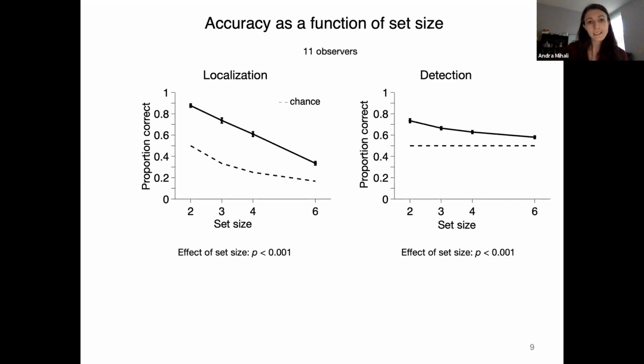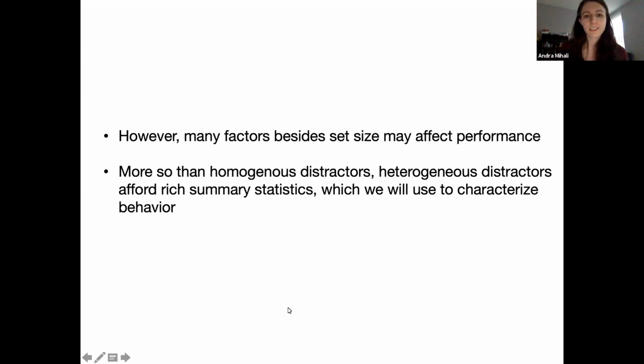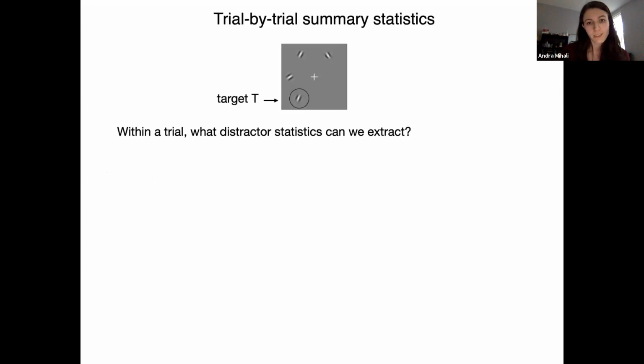So first we see that accuracy decreases with set size in both localization and detection. This is not surprising; the set size effect is very well known for such a task. We also see that chance is 1/n for localization versus 1/2 always across set sizes for detection. However, many factors besides set size may affect performance, more so than with homogeneous distractors, where we can talk about target-distractor similarity in one way. Heterogeneous distractors afford rich summary statistics, which we'll use to characterize behavior.